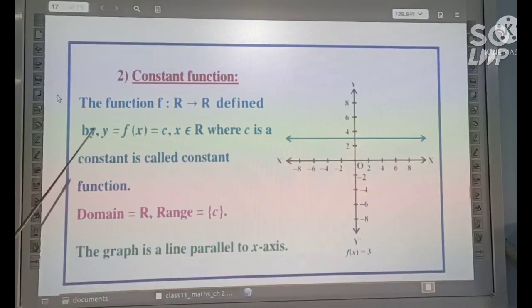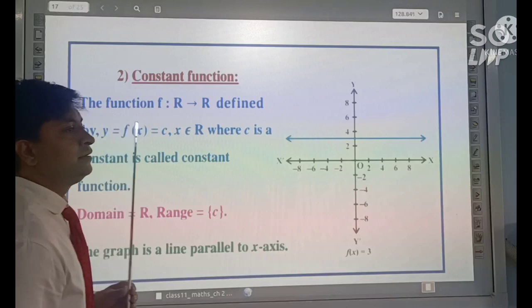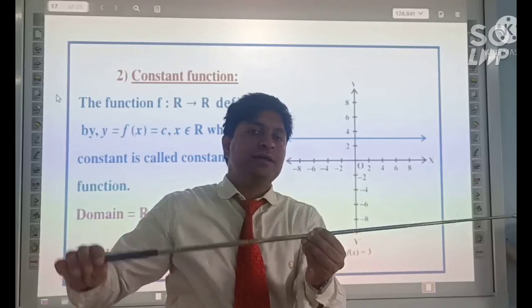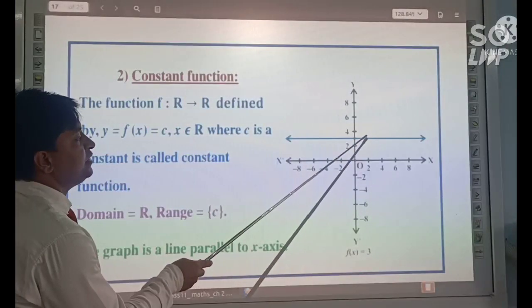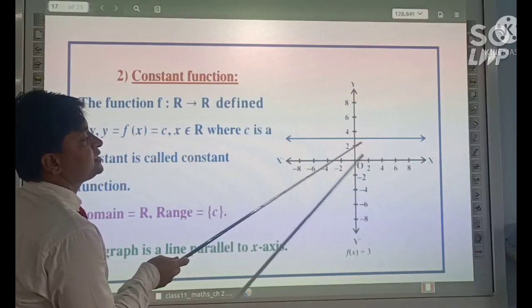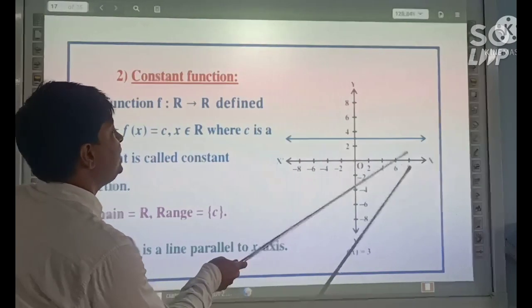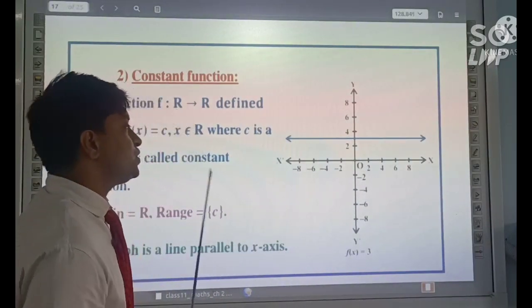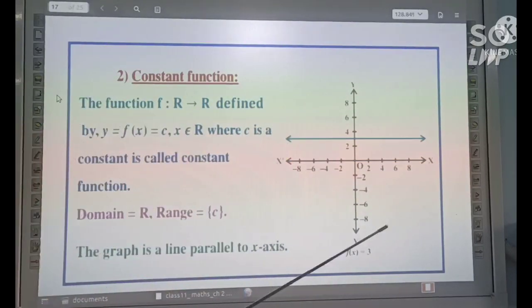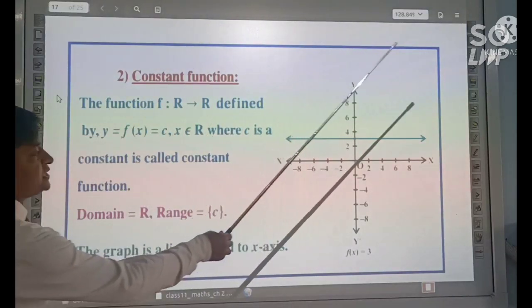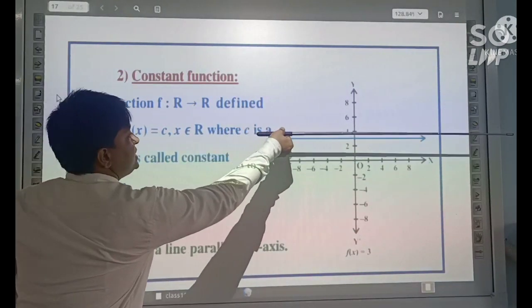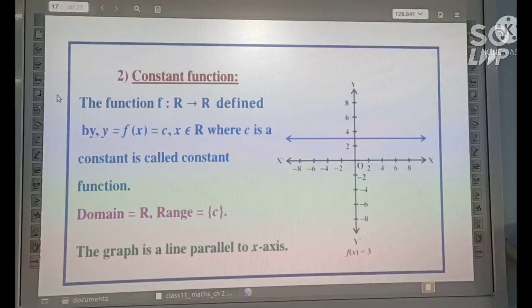Now the next is the constant function. Constant means if we put in all the values of x, we find the same value in y. If we put 2, we find the same value of y. If we put 4, we find the same value in y. We put 6, we find the same value in y. We put 8, we find the same value in y. So this is the similar function, and its second name is the constant function.